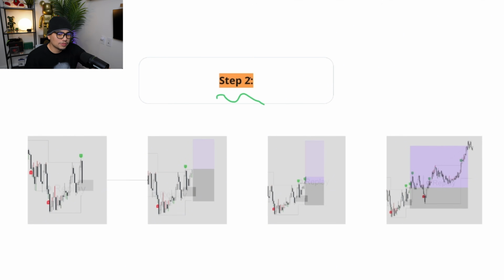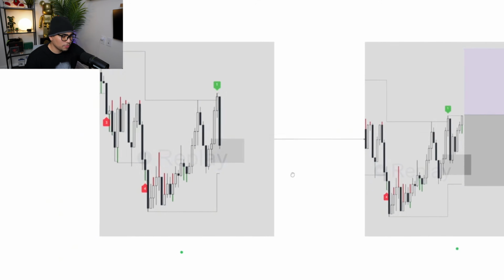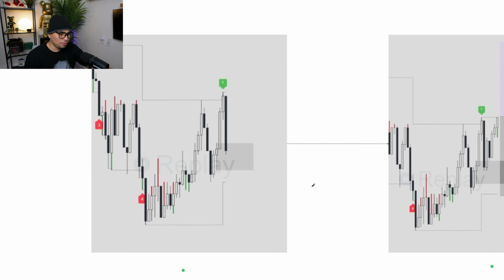Now for this, it's 4 small moves. Move number 1, move number 2, move number 3, and move number 4. Very, very simple, guys. Let's start with move number 1. Now here, we're going to assume that our daily bias is bullish.